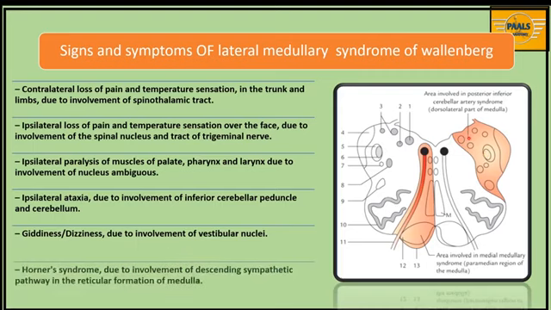and we can also associate this with Horner's syndrome. This comes as a result of the involvement of the descending sympathetic pathway in the reticular formation, which can also be involved in this syndrome.